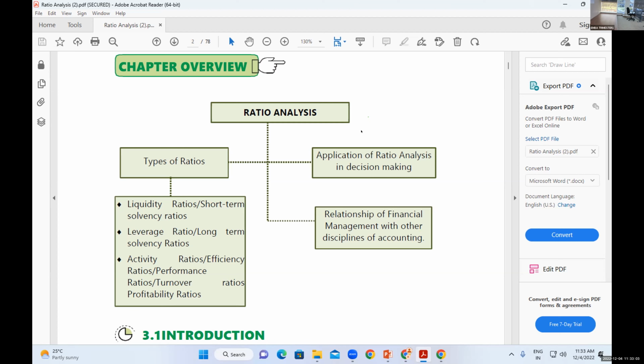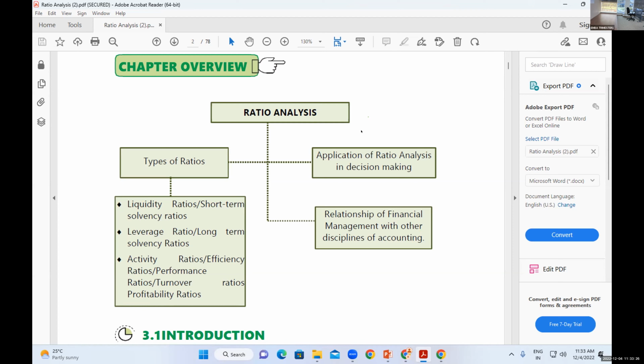That is going to be checked by some of the ratios. How solvent you are in the short-term position, the short-term requirement. That's called liquidity. Short-term solvency is called liquidity. Long-term liquidity is called solvency.